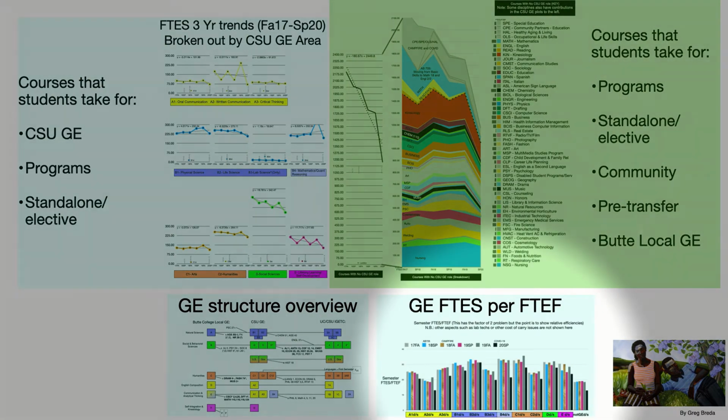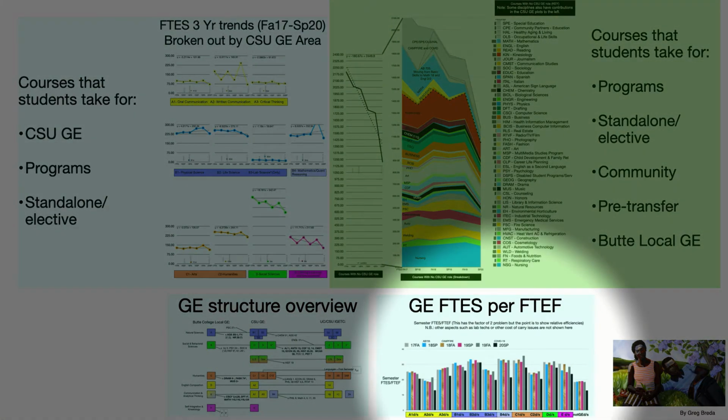In the bottom right-hand corner, you'll see a representation of the efficiency. Each individual column is a semester. The color coding is intended to show the same semesters across the different column groupings. The column groupings are sorted by GE area, just at the top left quadrant, and the grouping on the right-hand side is the non-GE areas per semester.